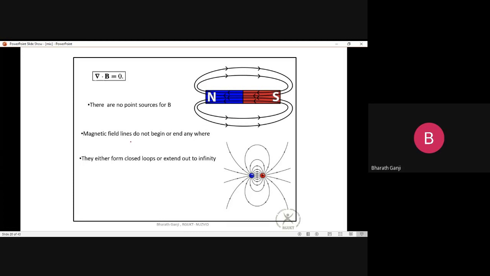Taking this into consideration, I can say that the field lines either form only closed loops or they extend to infinity. Okay, so maybe they are closing at infinity. Because field lines cannot come out from something or end on something, they will never have any divergence. So that is why you say that divergence of B is always equal to 0.